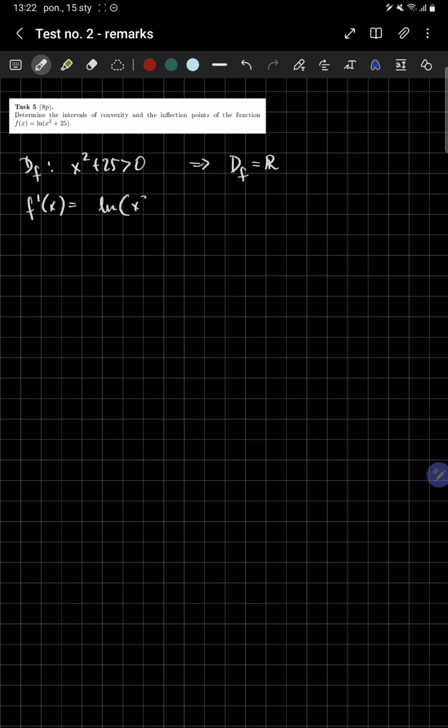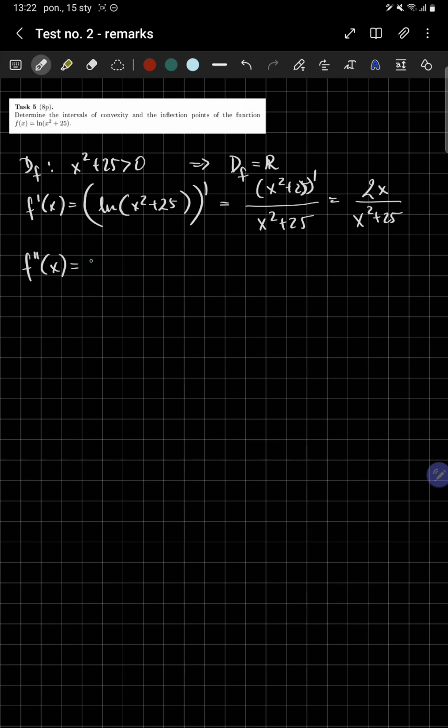This is not a product, but this is the logarithm of some expression. I'm mentioning it because some students treated this as a product and wrote 1 over x times the derivative of the other, and so on. So this is a mistake. This is a composed function, so we need to apply the chain rule. So the chain rule says that we should have 1 over x squared plus 25, and then we multiply by the derivative of the denominator. So we have 2x over x squared plus 25.